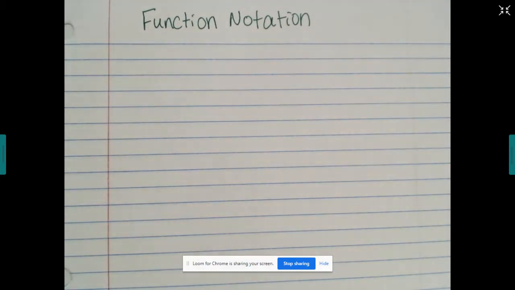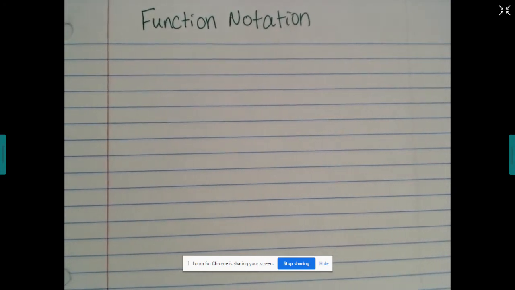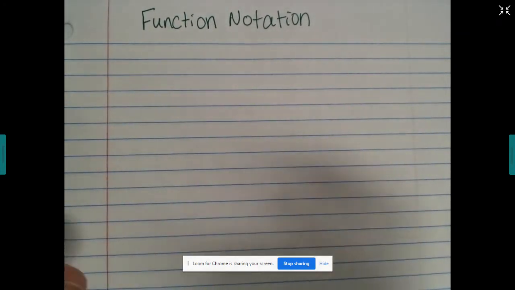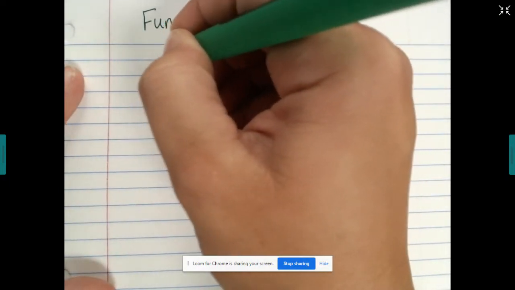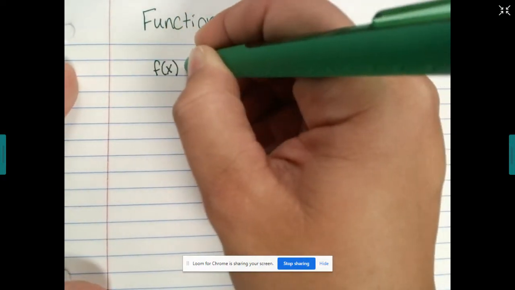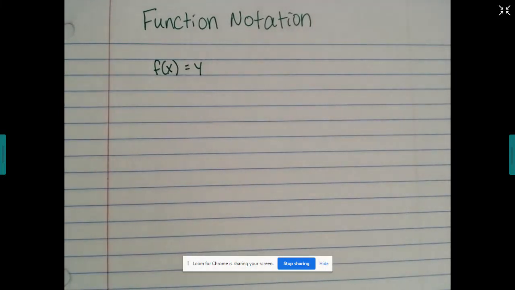So we're talking about function notation, which hopefully you have seen in Math 3, maybe not, but it's super easy. So function notation, we kind of already looked at the other day when we said that f of x equals y. Okay. And so the f just stands for function.